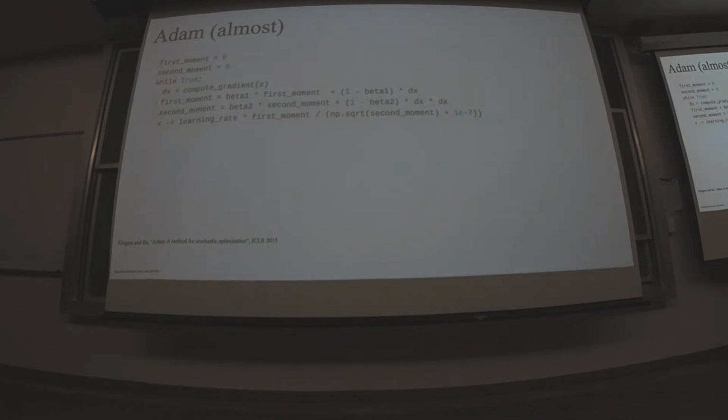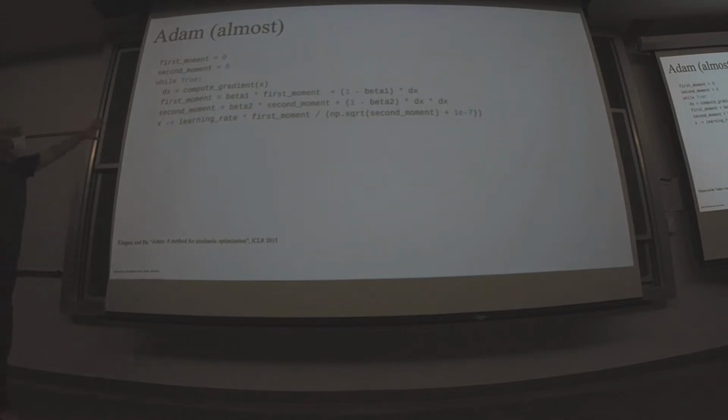This is not quite it, but this gives you some idea of what's going on, and then there's a statistical correction that happens in the actual Adam. That's why it says Adam almost. But what do you do here? So notice that there are going to be these moments that we're going to memorize. These are like our momentum terms. There's the first one and the second one.